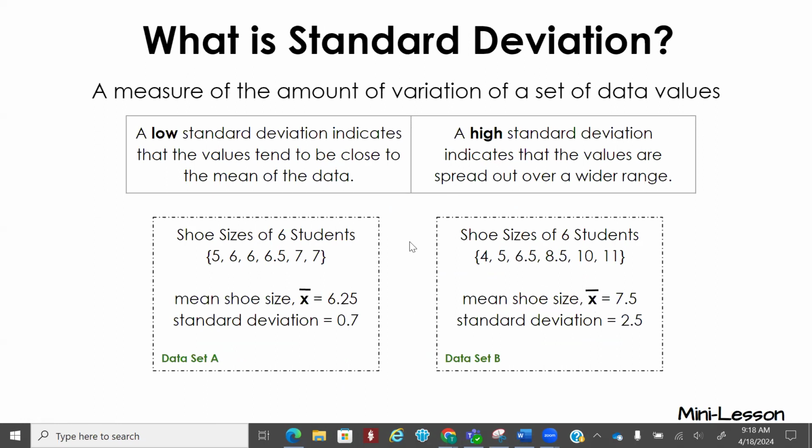Okay. So for instance, student size of 6 students. We've got 5, 6, 6, 6.5, 7, 7. The mean, also known as X bar, is 6.25. The standard deviation is going to be 0.7. Notice how it's really low because these numbers aren't spread out.